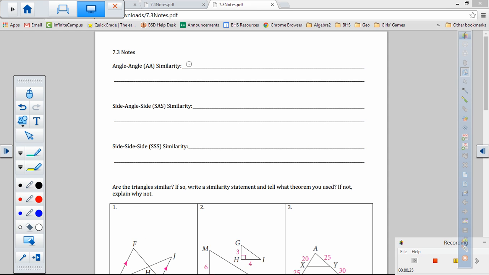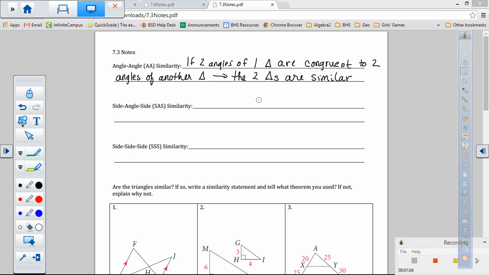Okay, so we're going to start off by just defining some stuff. Angle-angle similarity: if two angles of one triangle are congruent to two angles of another triangle, then the two triangles are similar.